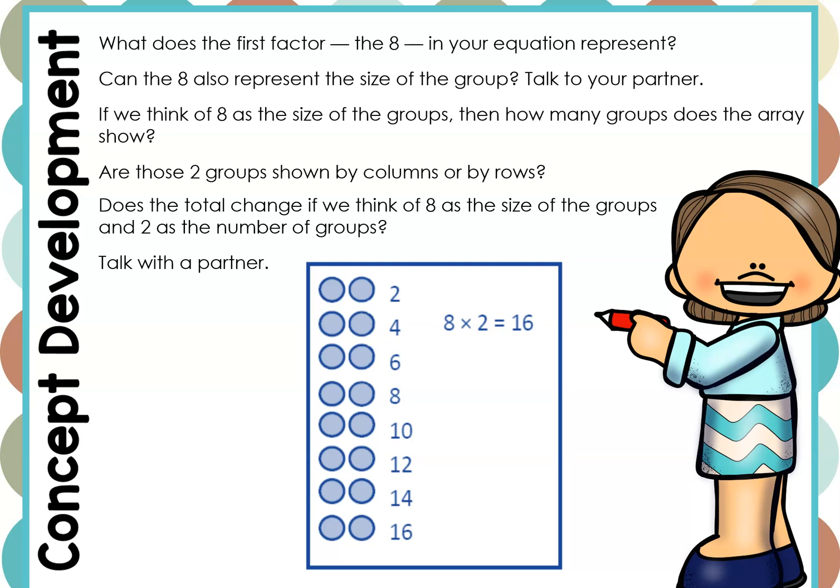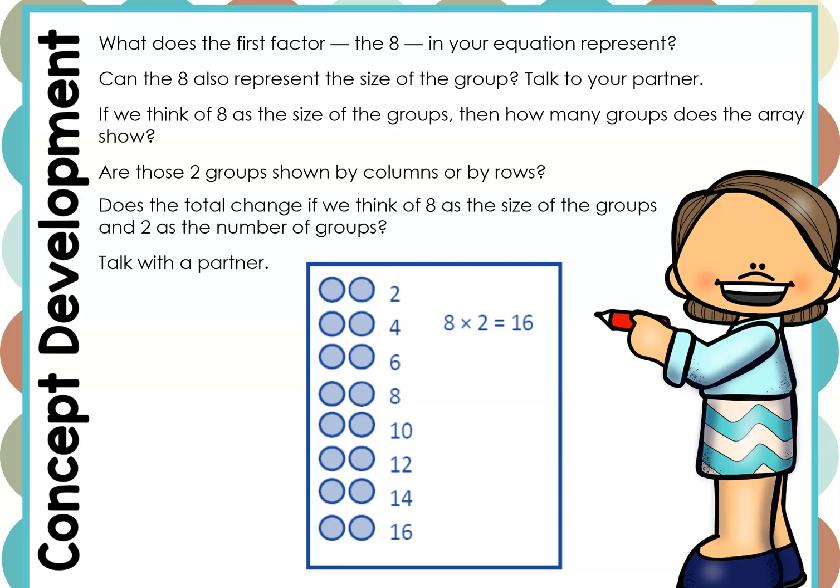So would our total change? Would that 16 change if we were to change the 8 to the size of the groups and the 2 as the number of groups? No, it wouldn't change because we would still be able to skip count by 8s. So we would have 8, then 16, and that would still be our total.